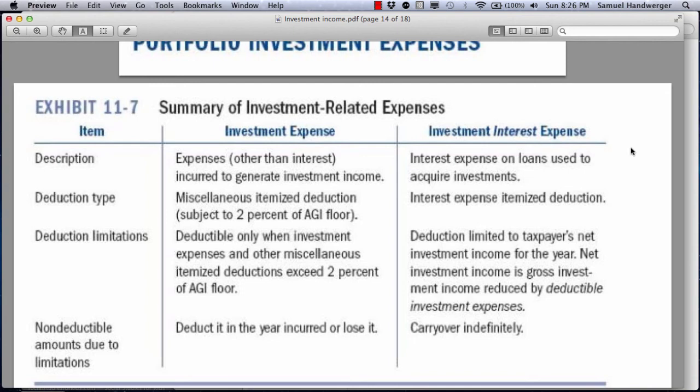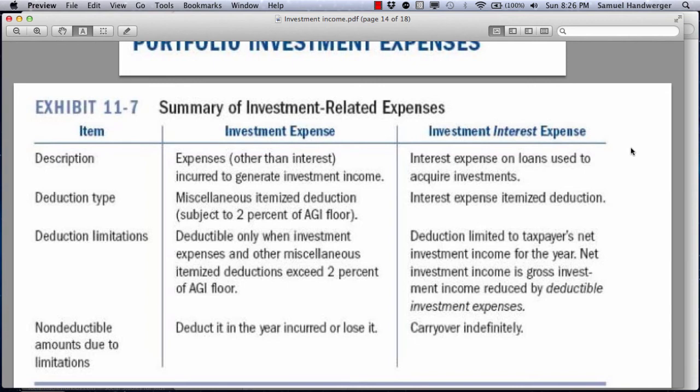There's one more thing which doesn't show up here, but it's fair game, I think, to have as a question on the final: if you borrow money to invest in tax-exempt municipal bonds, that investment interest expense is not deductible at all. It makes sense if you think about it, because your investment interest expense is limited to your investment income, and municipal bond income is not taxable investment income.